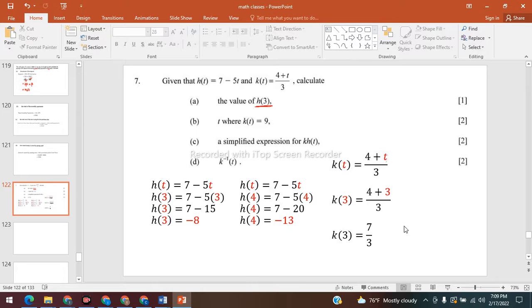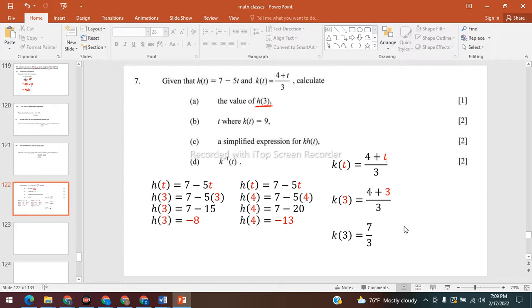Anyone else get any other answers before I do it? I got 2.333. Yes, keep it as a fraction. If it simplifies nicely to a whole number, then you would do that, but if it doesn't, then leave it as a fraction.